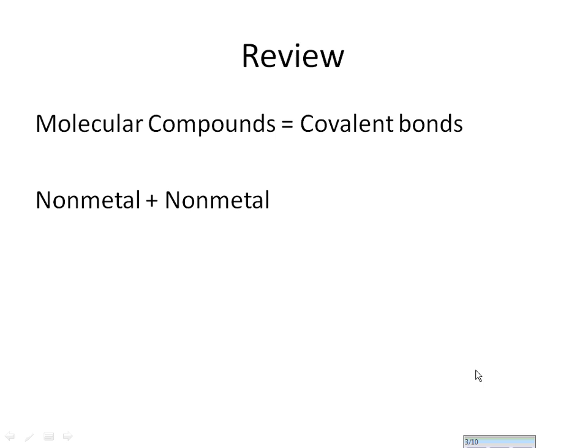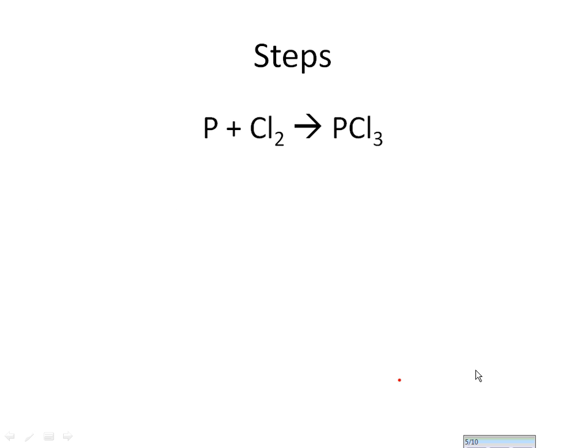So let's take a look at this particular reaction where we have phosphorus combining with chlorine gas to form phosphorus trichloride. We want to know how phosphorus trichloride is going to look. So the first thing we need to do is find out the valence electrons for phosphorus and for chlorine to figure out how many electrons we are going to place around this molecular compound.